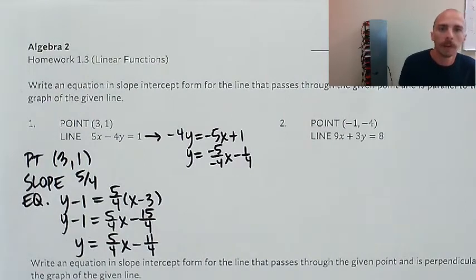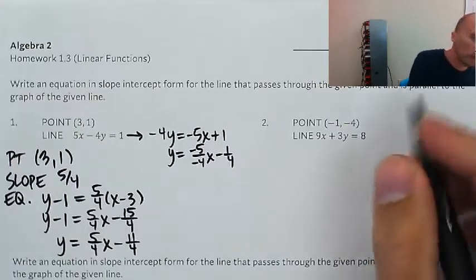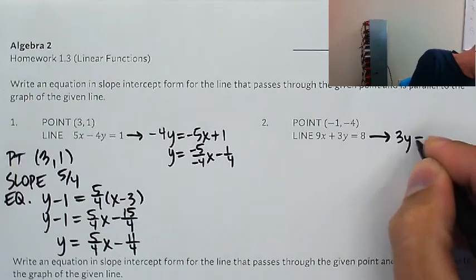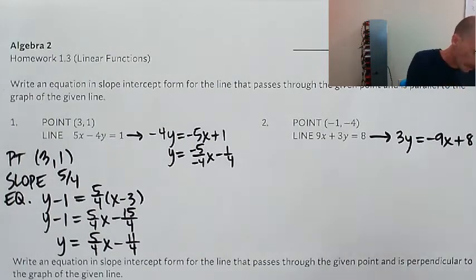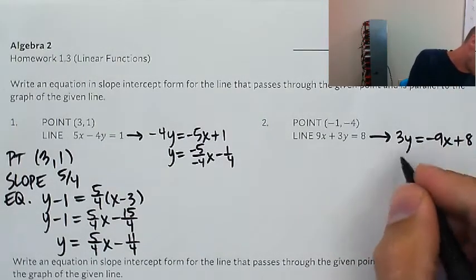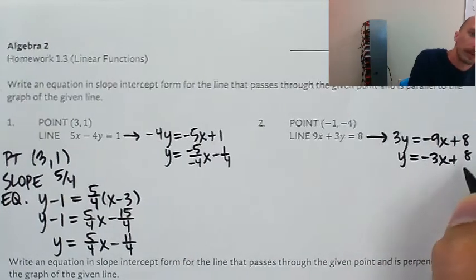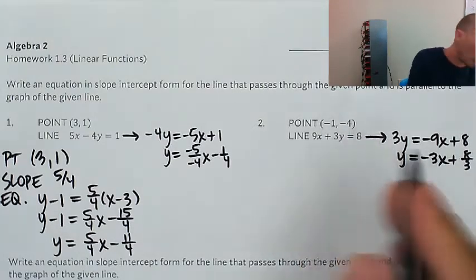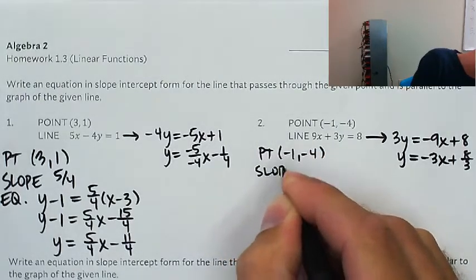Okay. The second one, they gave me a point. We can find the slope of this thing going the same way. Okay, 3y equals negative 9x plus 8. Okay. And now I'm going to divide everything by 3. Y equals negative 3x. Got to be fair, got to divide everything. So that'll be 8/3. And let's see. Okay, so I know that the slope needs to be negative 3. I've got a point, so I've got my point. I've got my slope.